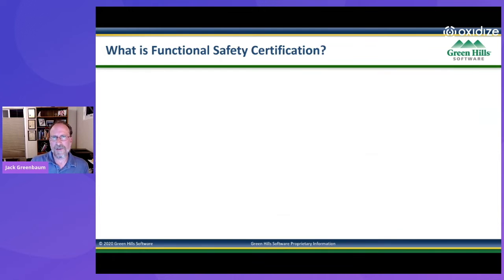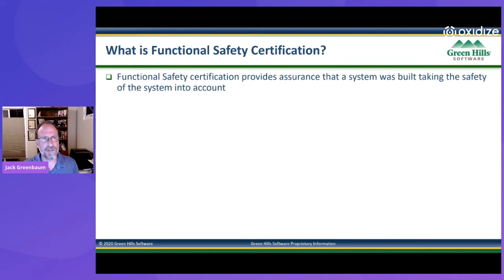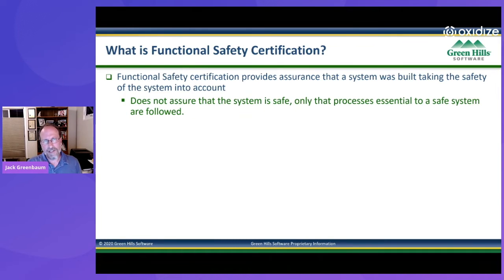So what is functional safety certification, and what role does it play in these products? Well, functional safety certification provides assurance that a system was built taking the safety of the system into account. Now, notice that wording. It doesn't assure that the system is safe. Only that the processes that are essential to building a safe system are followed. See, it's a little cryptic. It's assurance that you followed a safe process, because that's something that you can measure.